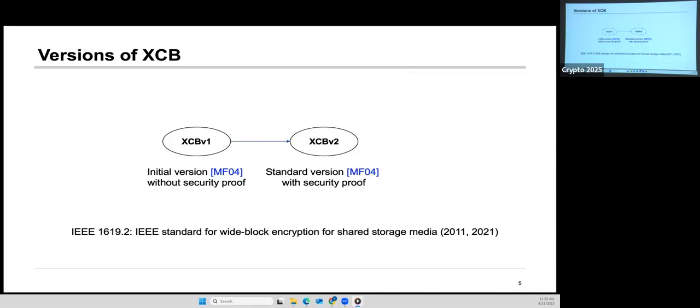Next, let's look at XCB. XCB is the TM standardized in IEEE 1619.2. It was first proposed by McGrew et al. in the year of 2004 without a formal security proof. We refer to this version as XCB v1. In the year of 2007, they introduced a revised version, XCB v2, this time with a security proof. The XCB in the standard is XCB v2.